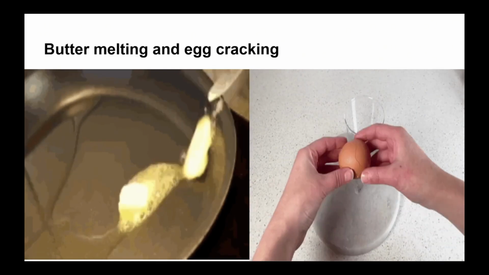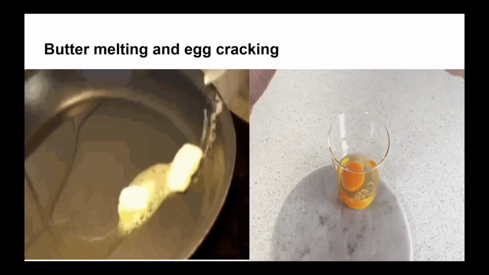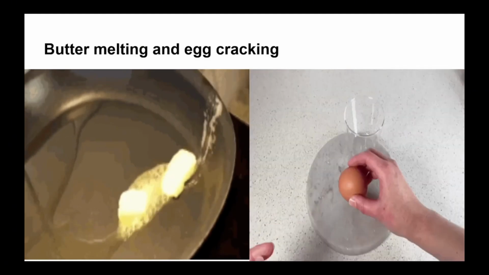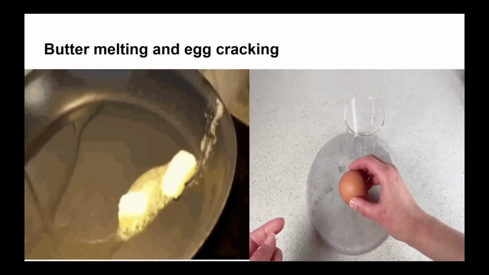Melting butter or cracking an egg won't change it into a different substance. That is because those are physical changes, where the form changes but the substance itself stays the same. The egg doesn't change chemically, and you can always re-solidify the melted butter.